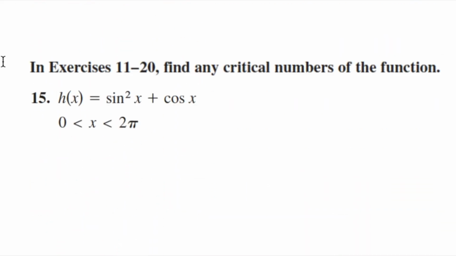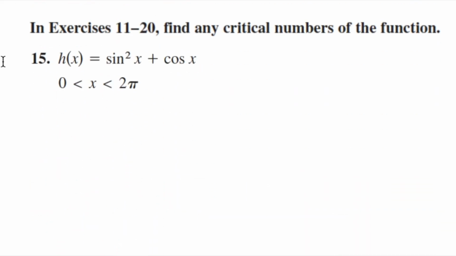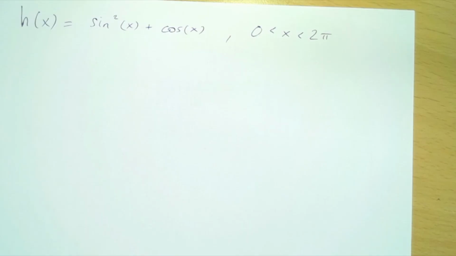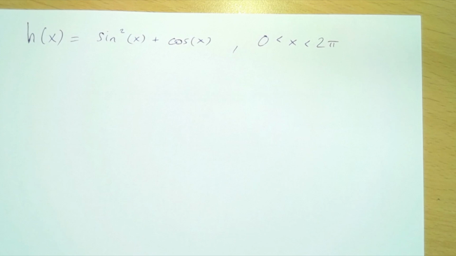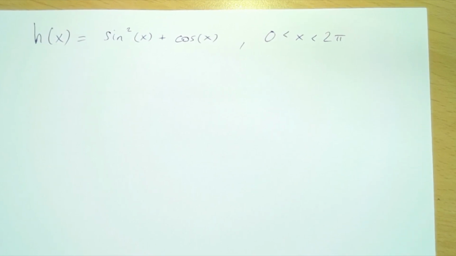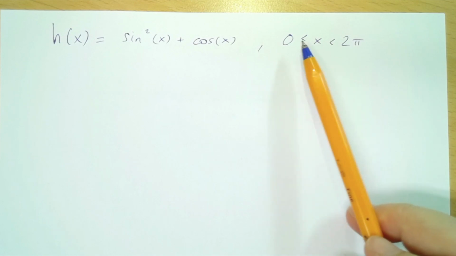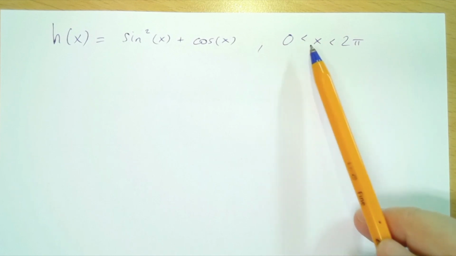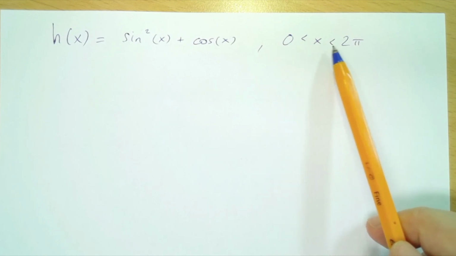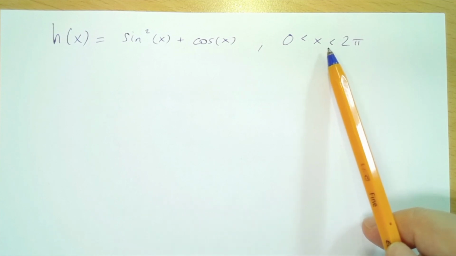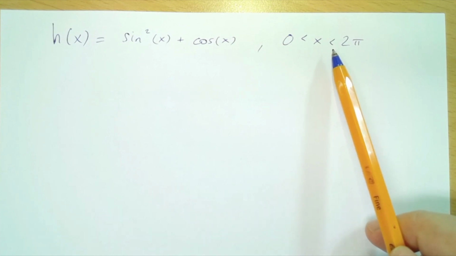Now we're going to look at question 15. It's the same expectation. We are looking for critical numbers of a function. So this time it's h of x equals sine squared of x plus cosine x, and again the domain is limited to the open interval from 0 not included to 2 pi not included. So this is an open interval, it's not a closed interval.